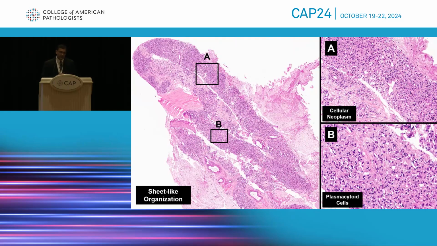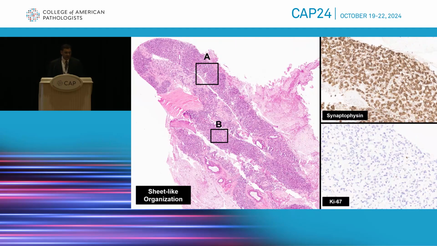Similarly, the FNB was filled with sheets of neoplastic cells that maintained a plasmacytoid appearance. And of course, with a history of breast cancer, metastasis had to be excluded, but the neoplastic cells were positive for synaptophysin and chromogranin A, but negative for mammaglobin, GCDFP, and the hormone receptors. In addition, a Ki-67 showed a low proliferation index of only 2%.